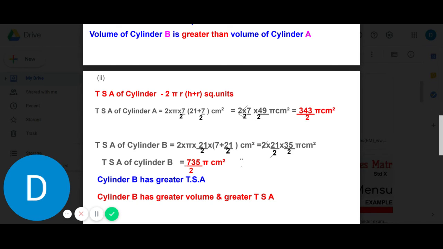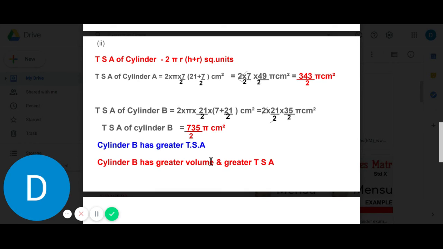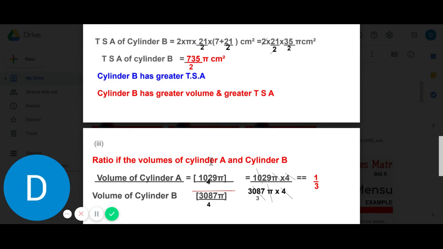Now we have to compare the TSA of the first cylinder A and TSA of the cylinder B. Both have same denominator. So on comparing the numerators, we can find out TSA of the cylinder B is greater than the TSA of cylinder A. So cylinder B has greater TSA. And already in the first part we have proved cylinder B has greater volume. So now we have verified cylinder B has greater volume and greater TSA.